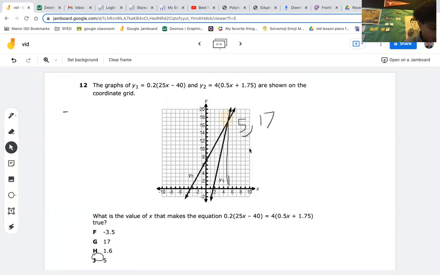Hopefully that made sense, and you knock these kinds of questions out on the STAAR test.